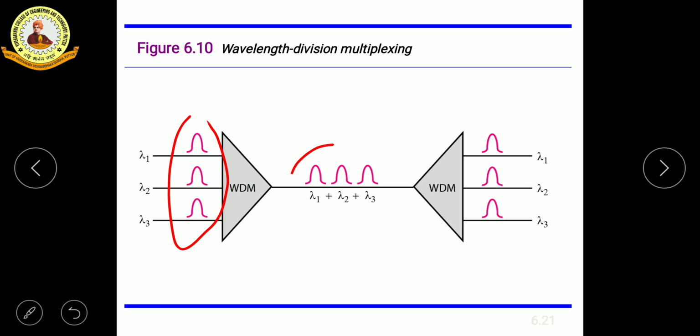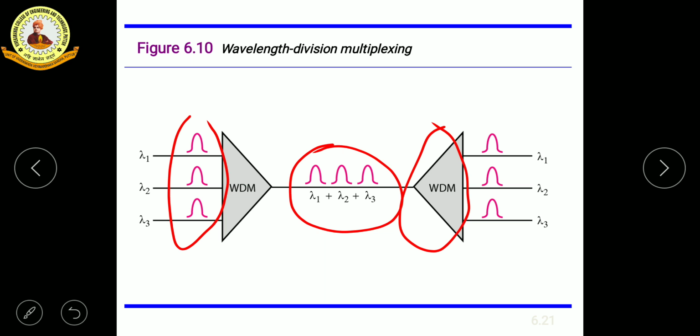This is the result of combination of all these lines, lambda 1, lambda 2, lambda 3, and thus we have created a wider band of light. And at the receiver end, the signals are separated by a demultiplexer, and as you all know, see the results, they are separated again into lambda 1, lambda 2 and lambda 3. So at the receiver, the signals are separated by the demultiplexer.